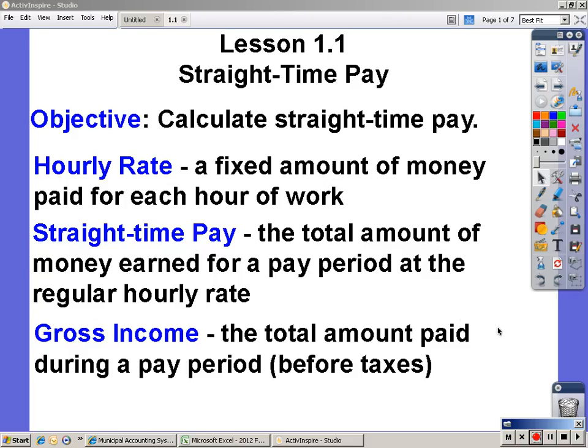Alright, lesson 1.1, straight time pay. Your objective today is to calculate straight time pay. We've got a few words. The first one is hourly rate. This is a fixed amount of money paid for each hour of work. Straight time pay is the total amount of money earned for a pay period at the regular hourly rate. And gross income is the total amount paid during a pay period before taxes.